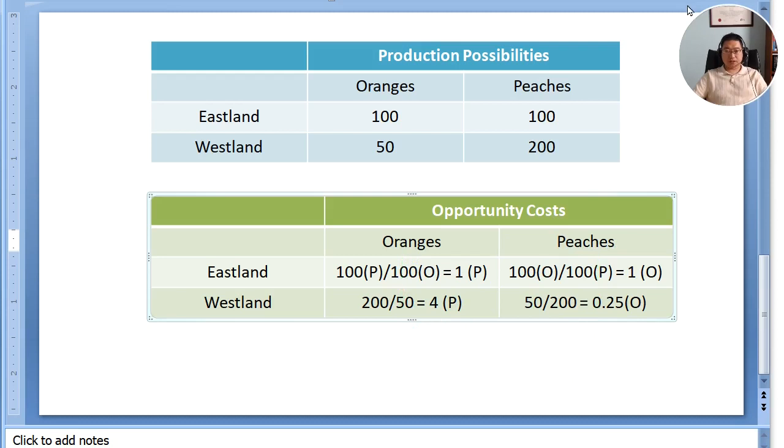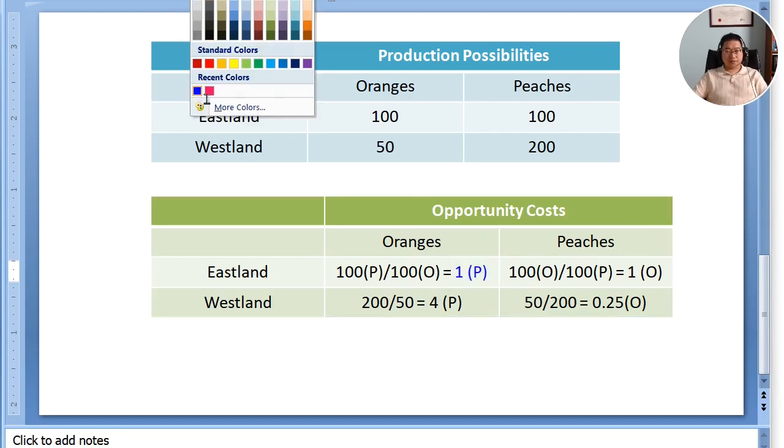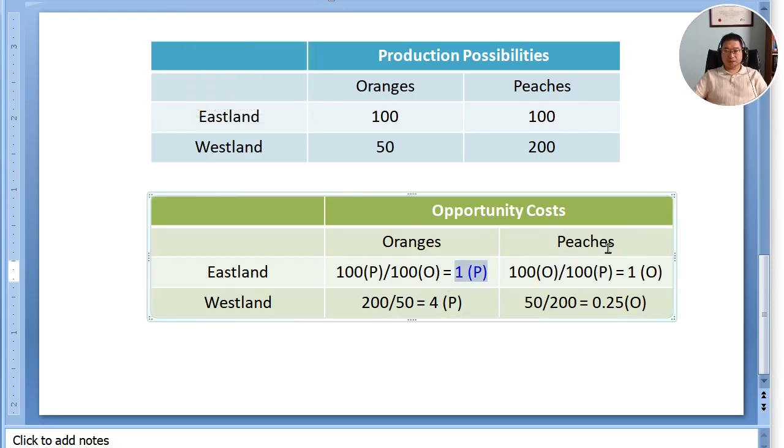Which one has lower? In Eastland, for oranges, compare Eastland and Westland. Eastland has lower opportunity cost. Let's make that one blue. And for peaches, we compare Eastland and Westland. Well, Westland has lower opportunity cost.